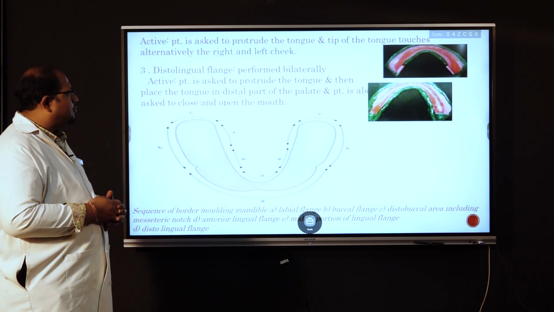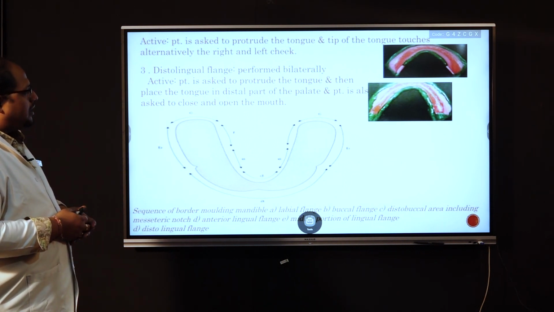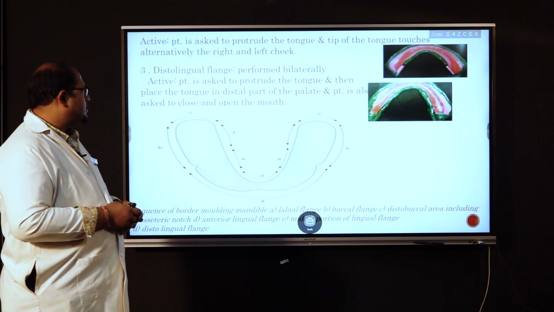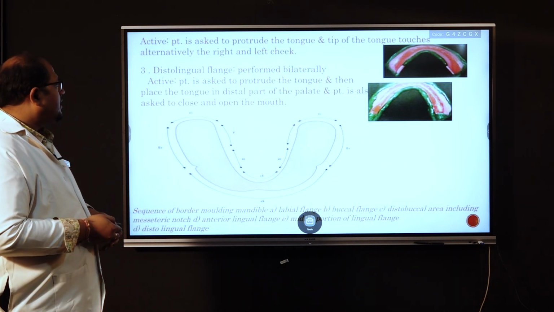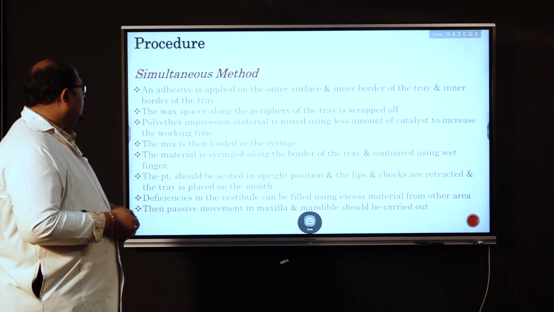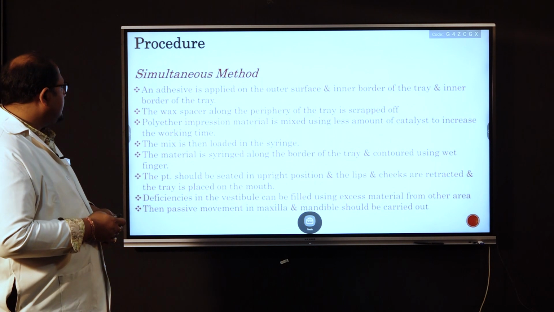The patient is asked to protrude the tongue and then place the tongue in the distal part of the palate or the upper part of the lip, and the patient is also asked to close and open the mouth. So this is how the recording of the buccal shelf of the lateral throat form area is done.